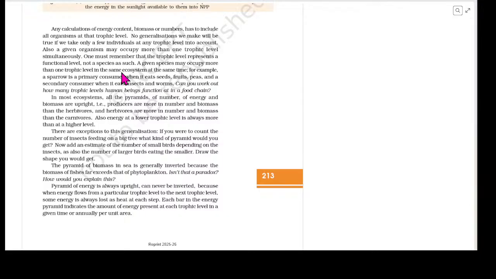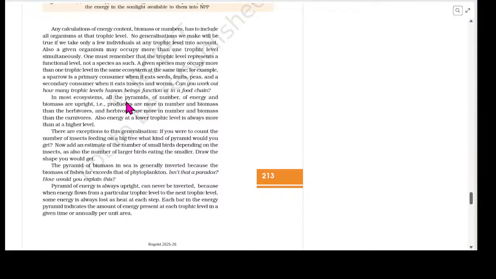For example, a sparrow is a primary consumer when it eats seeds, fruits, peas, and a secondary consumer when it eats insects and worms. Can you work out how many trophic levels human beings function at in a food chain?